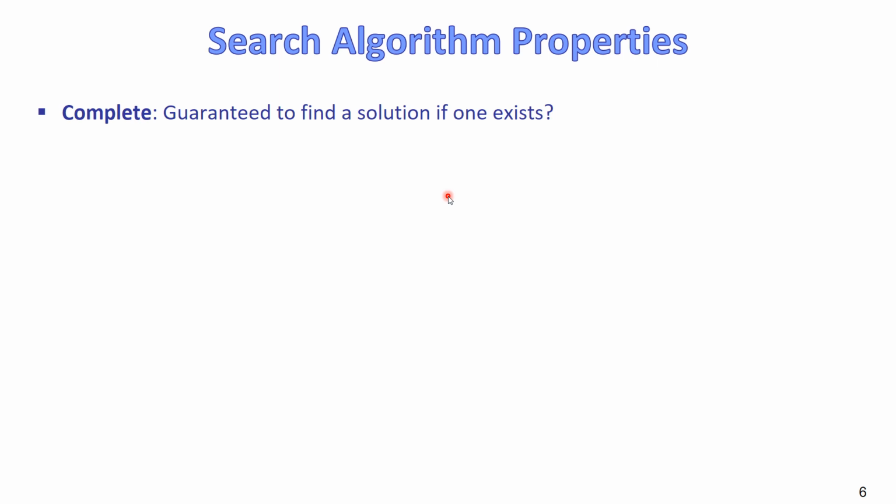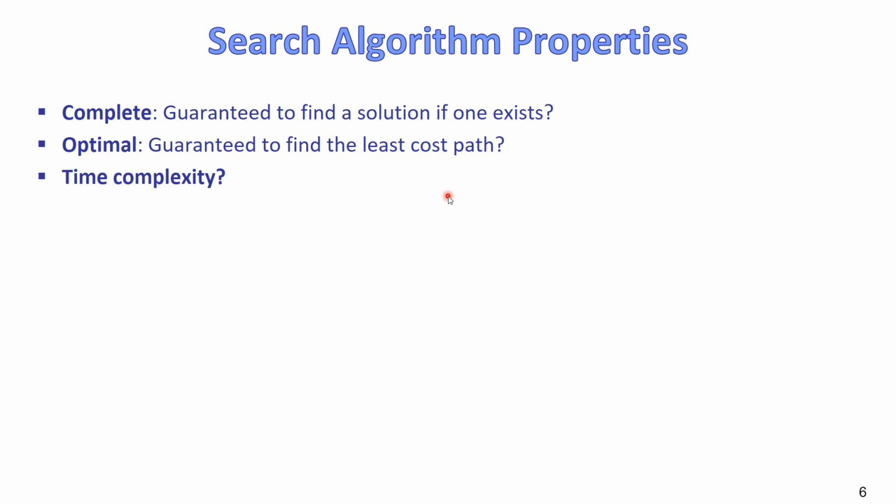Okay, so that's completeness. The second one is optimal, whether the algorithm can find the optimal solution or not. And we said that what we mean by optimal is the least cost. So the algorithm with the least cost, is it guaranteed to find the least cost solution or not? If it is, we call it an optimal algorithm.